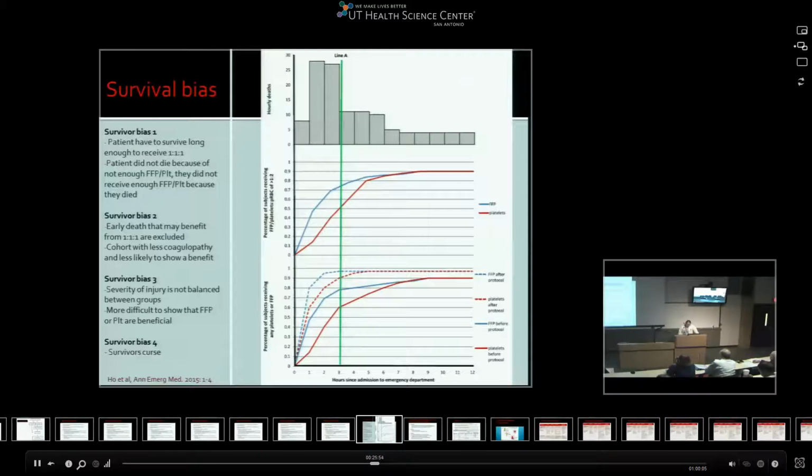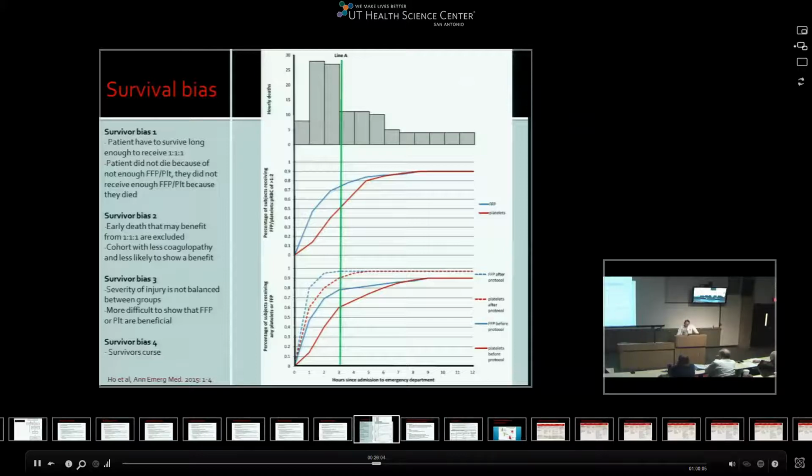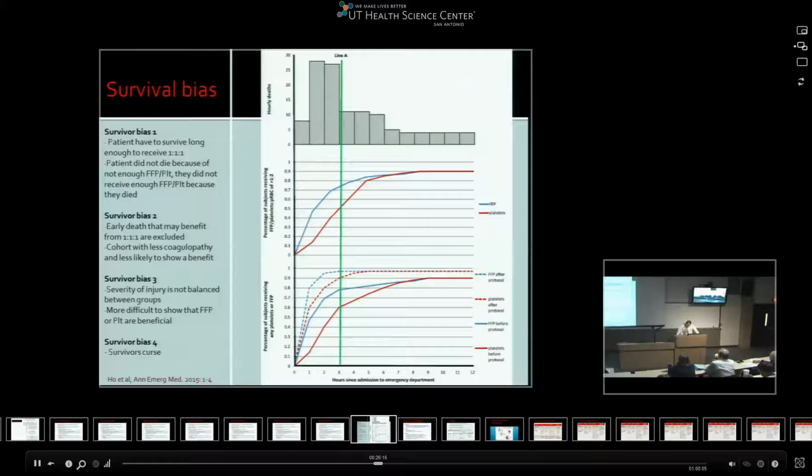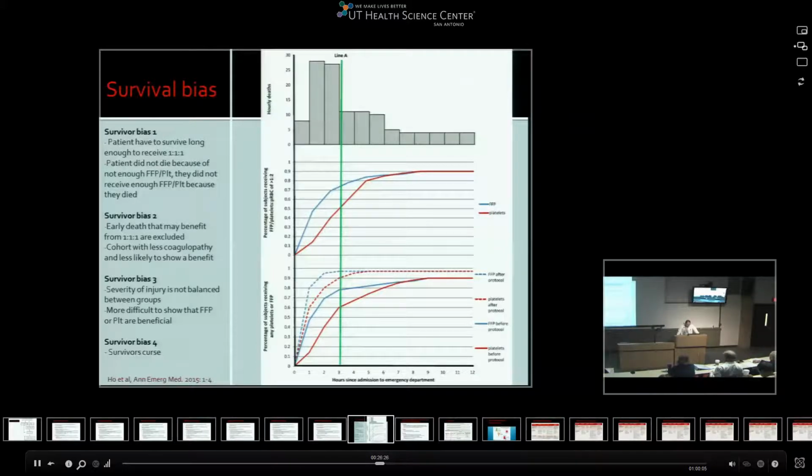Survivor bias 3 can be explained with the lowest chart here on the bottom, where two different protocols are compared, a 1-to-1-to-1 protocol versus a traditional resuscitation protocol. Blue is FFP and red is platelets again. And a lot of times in the before group, many of the sickest patients were excluded because they died prior to receiving any FFP or platelets, resulting in a group with high risk of death. And also it's difficult to show that platelets or FFP are beneficial.